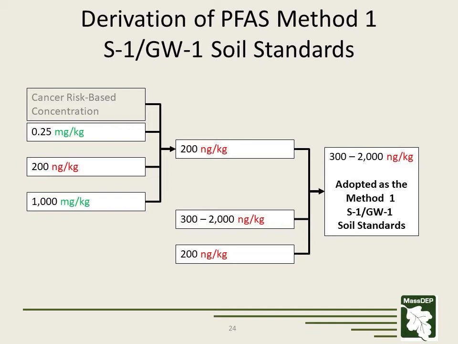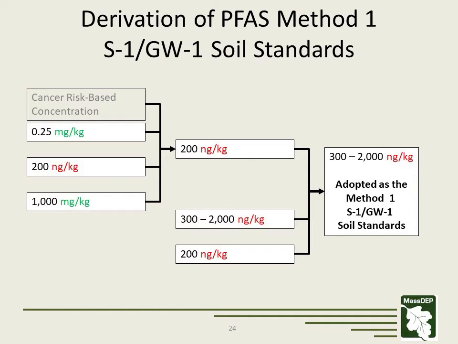Directly below that is the value of 200 nanograms per kilogram. This leaching-based concentration uses the established GW1 standard of 20 nanograms per liter as a target concentration and then is back calculated from that using very conservative methodology. I would note that there's still a lot of research being conducted on how PFAS compounds leach from soil to the underlying groundwater. This value of 200 nanograms per kilogram is certain to be revised as time goes on.